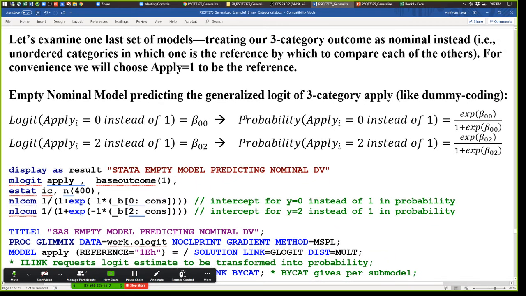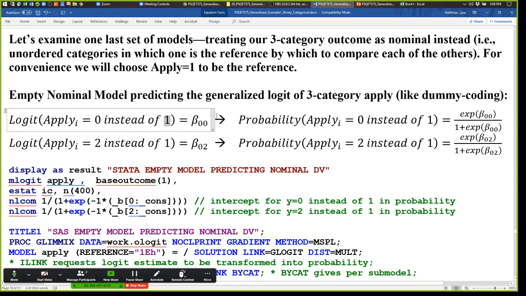If you don't like ordinal, here's nominal. This is where your outcome is essentially dummy coded. You are allowed to designate which category you want as your reference, and it compares each other category to that reference. So I decided to make 1 the reference because it's in the middle.